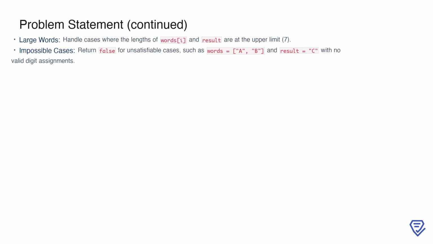Edge cases include small inputs, such as a single operand word, and large inputs where word lengths are at their maximum. Additionally, the solution must handle unsatisfiable cases correctly, returning false when no valid assignment of digits to letters exists. These considerations will ensure the solution is robust and handles all possible scenarios.